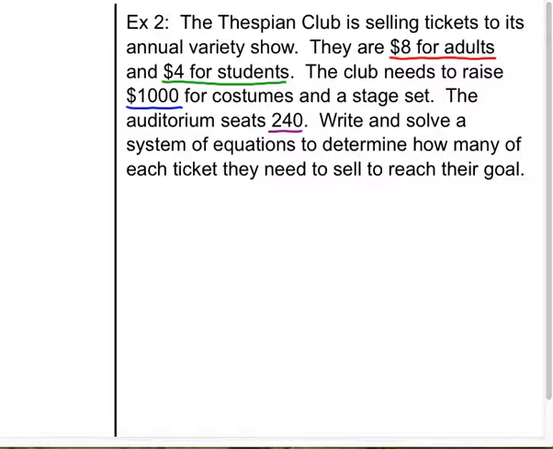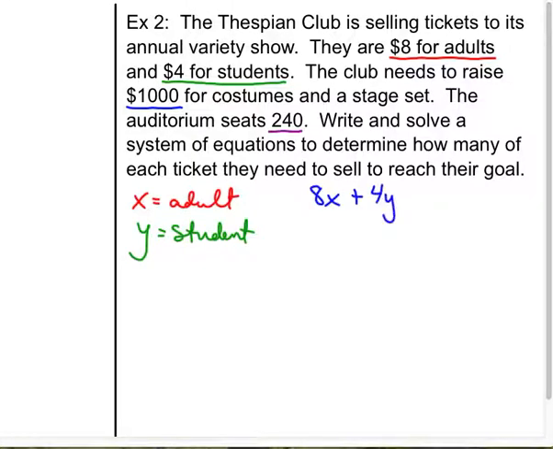So I'm going to assign my variables. I'm going to say X will represent adult tickets and Y will represent student tickets. So this is similar to some of the equations we've already set up. If I sell X number of adult tickets, I earn 8 times X dollars from those tickets. Plus, if I sell Y number of student tickets, I earn 4 times Y dollars for those student tickets. And I want to earn a total of $1,000.